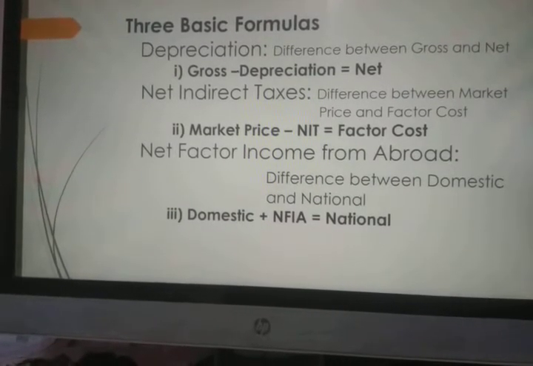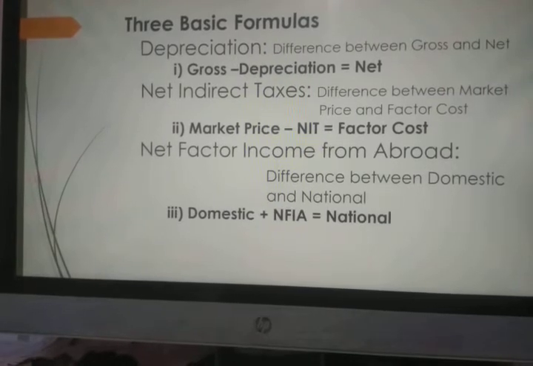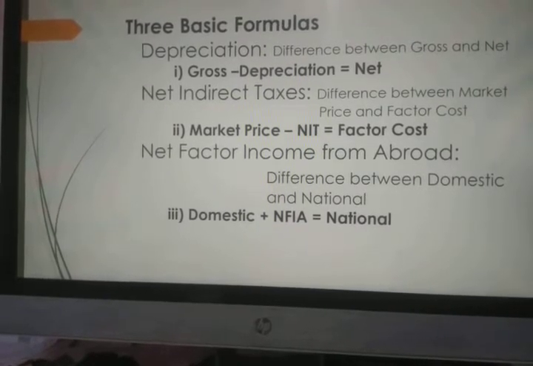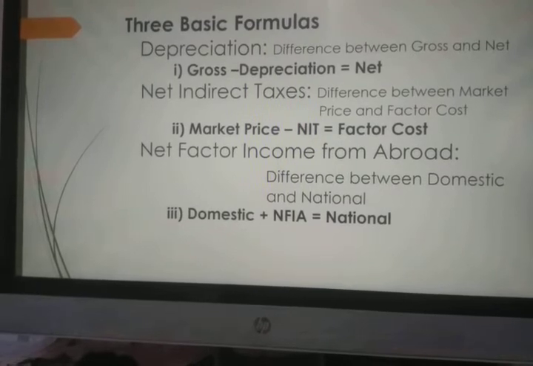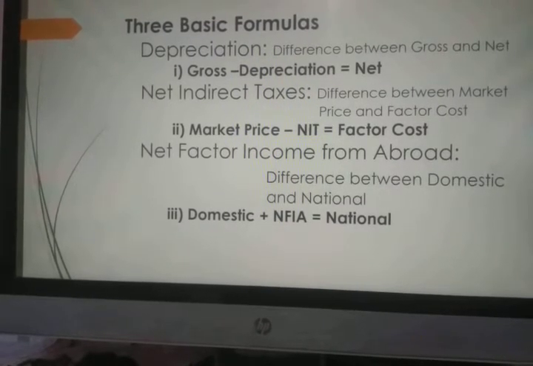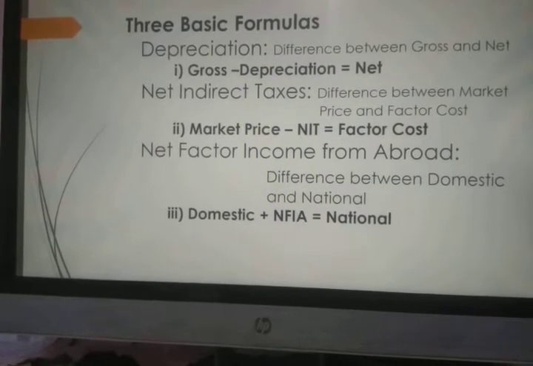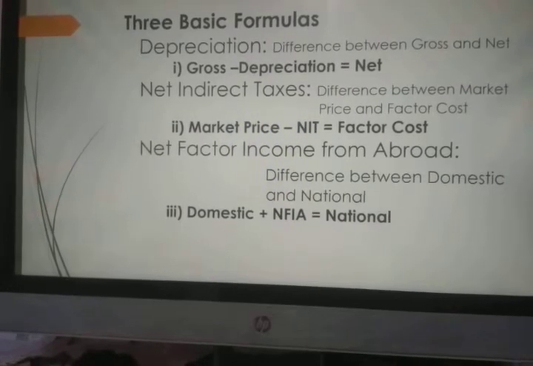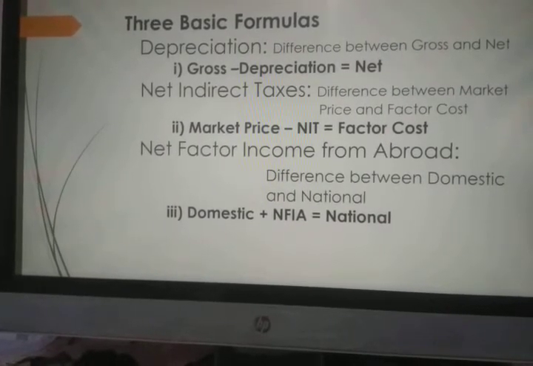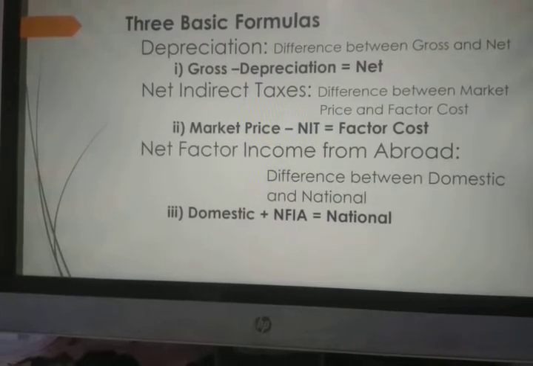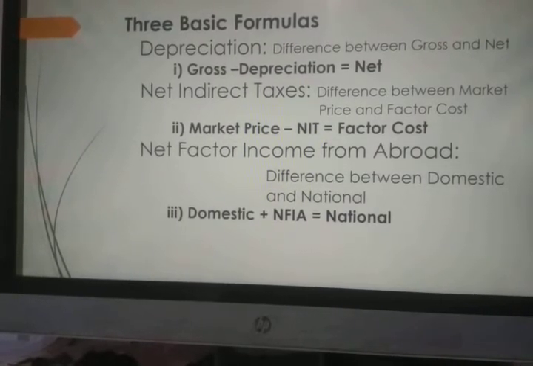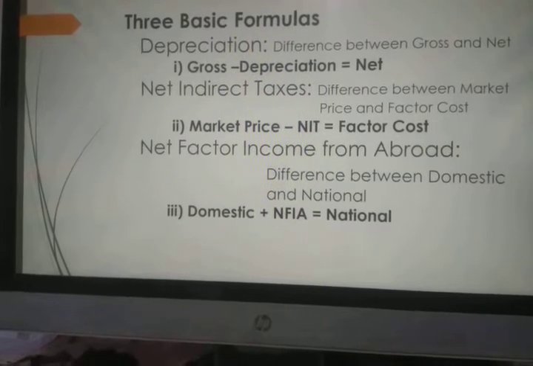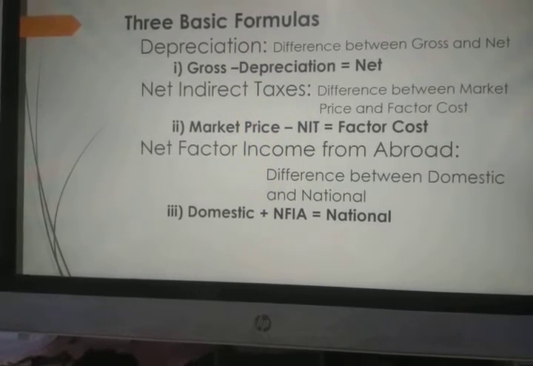So depreciation is deducted from gross, and that is how we get net. So don't forget, whenever there is a concept of gross, we have to deduct depreciation and thus we get net. And on the other hand, if we have got net and we want to come to gross, what will we be doing? We will be adding depreciation. And if depreciation is 0, that means gross and net will be equal.